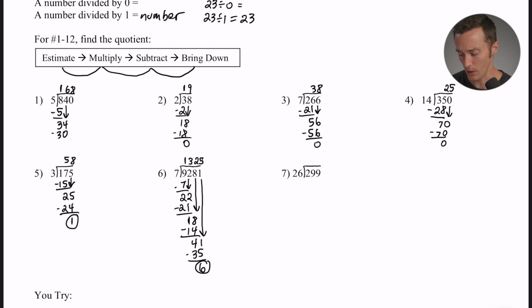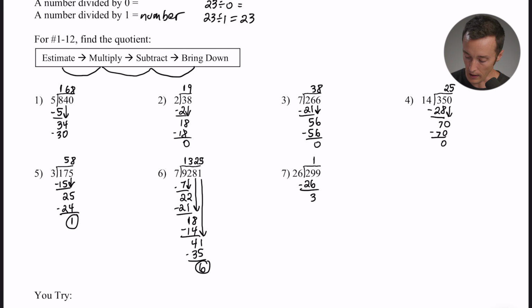How would we handle this one? Well, we've got 299 divided by 26. When I go to estimate, I'm really looking at this entire number. How many times will 26 go into 2? Well, it wouldn't, but it would go into 29 one time. So my estimate is 1. And I'll take 1 times 26 to do my multiplication. Next up, we've got to subtract. And so that's going to give me a 3.